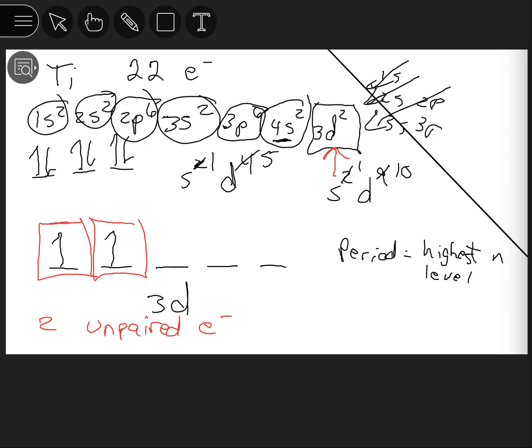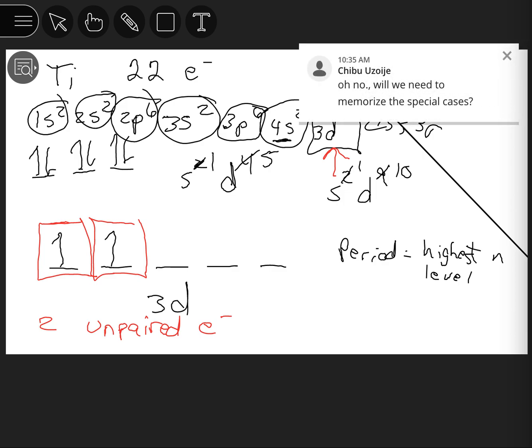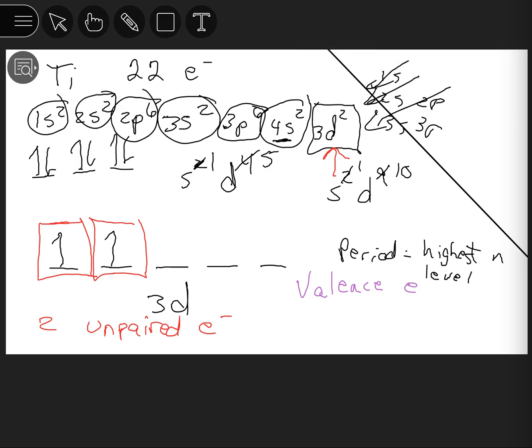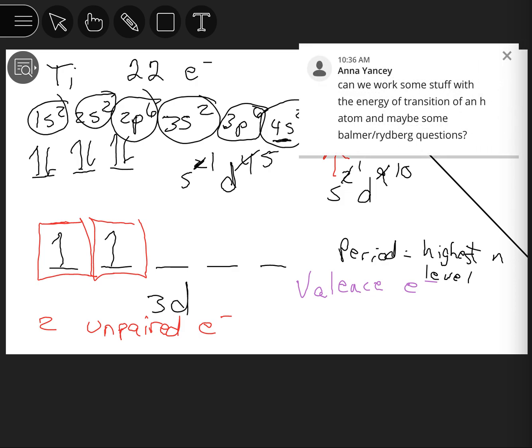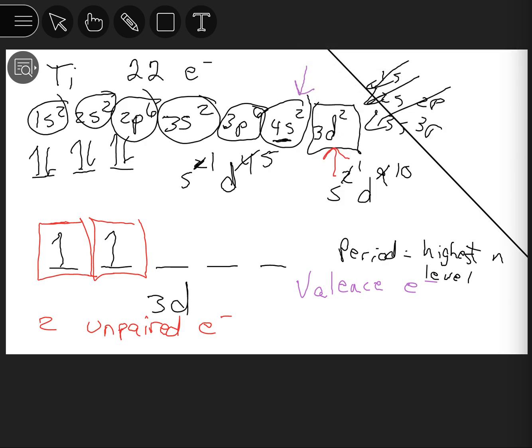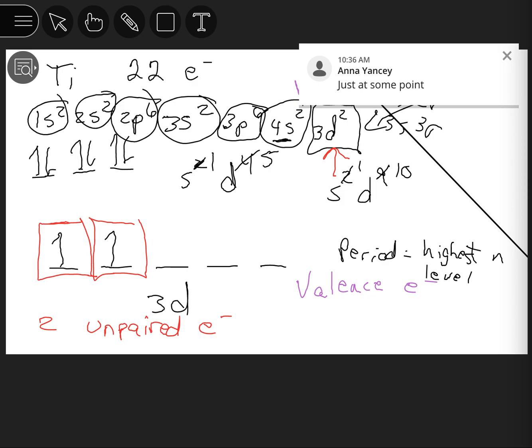Actually, to find the core electrons in this situation, the core electrons are going to be the ones that aren't valence. To find the valence electrons, it's kind of strange because you would think that the D would be involved in valence, but it's not. Only the highest N level is valence.